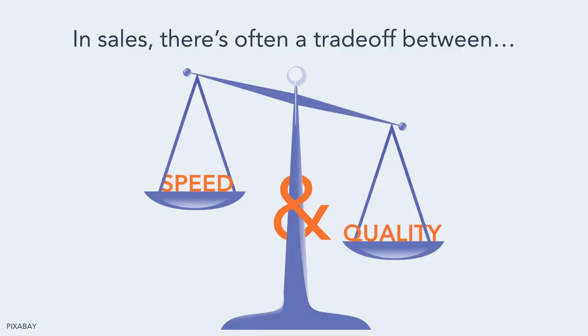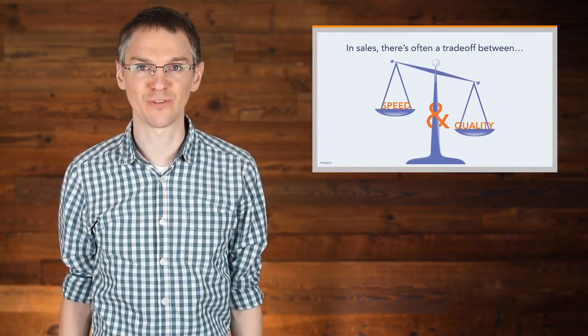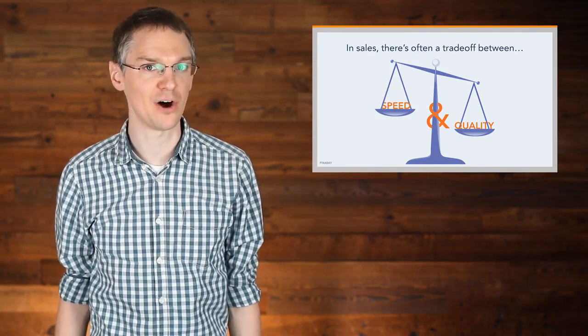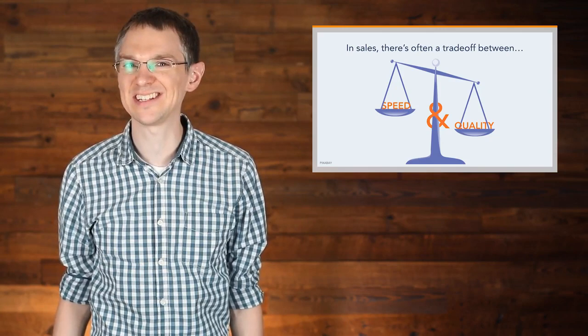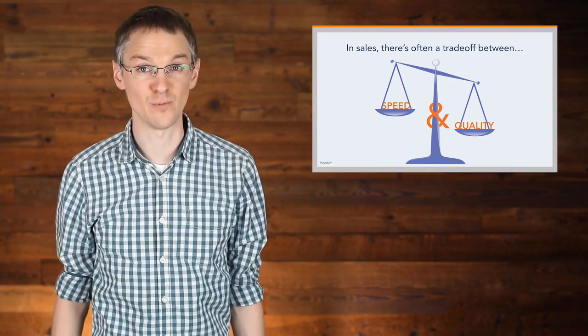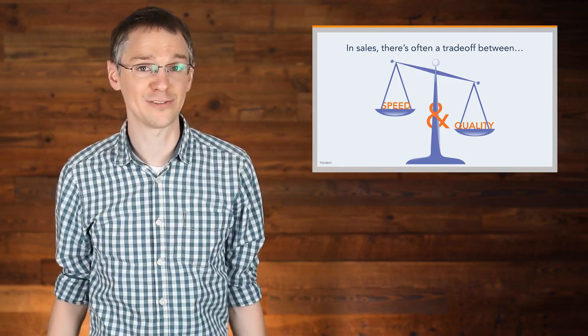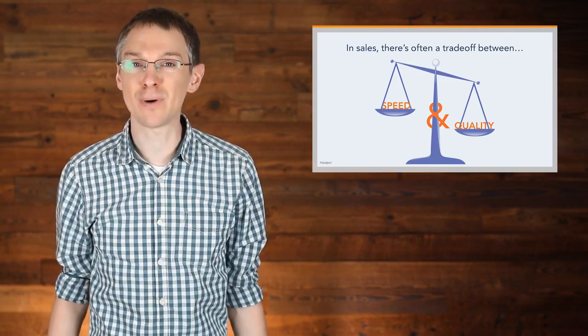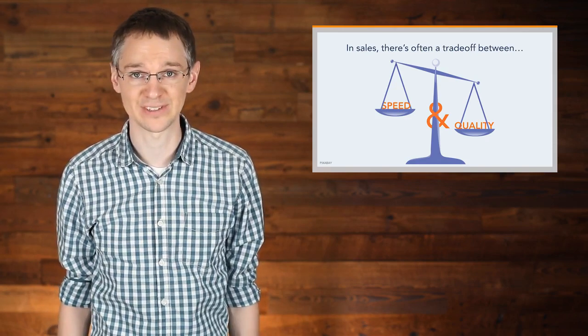In sales, there's often a trade-off between speed and quality. For example, the fastest way to email a group of prospects is to send one email to all of them. But having a complete lack of personal touch practically guarantees you won't get very many responses. On the other hand, if you manually write each individual email, it'll take so long that you might never finish. It can seem impossible to increase speed without sacrificing quality, and vice versa.